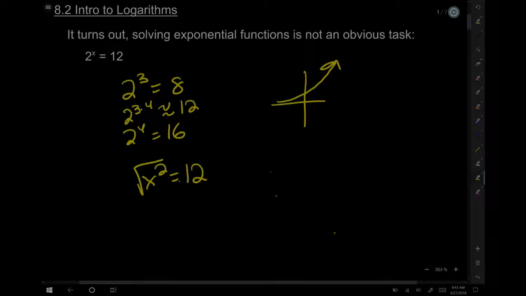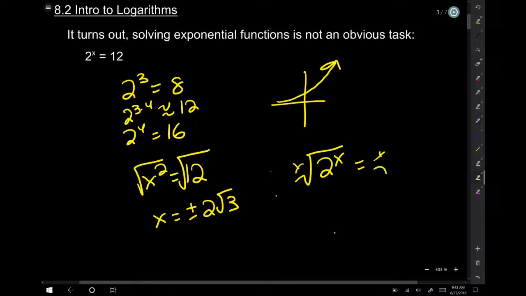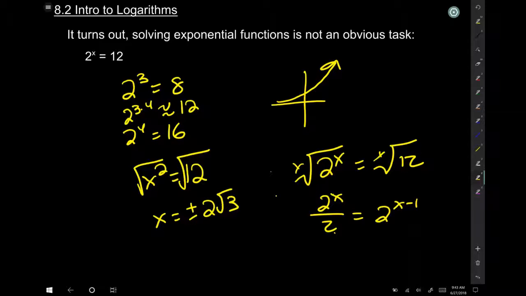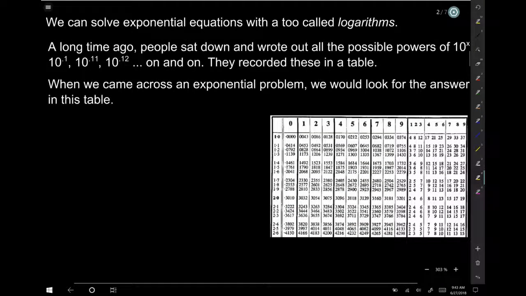If it was x squared equals 12, the solving is pretty simple. You just square root both sides, and you get that x equals plus or minus root 12, which is 2 root 3. But when it's 2 to the x, you can't just take an xth root of both sides. That doesn't mean anything useful to us. And we can't divide by 2, because 2 to the x divided by 2 isn't x. 2 to the x divided by 2 is 2 to the x minus 1. That still doesn't help us at all. So this is a non-obvious task right now.